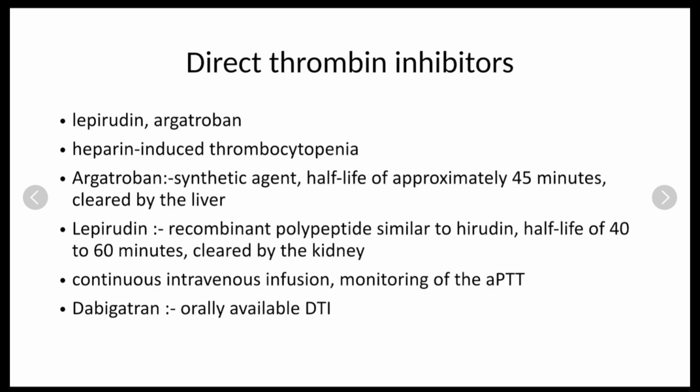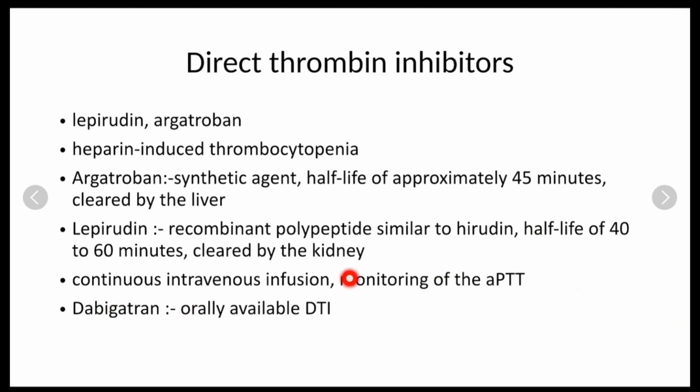Then comes direct thrombin inhibitors, which are lepirudin and argatroban. They are telling we should give them in heparin-induced thrombocytopenia. Argatroban is a synthetic agent having a half-life of approximately 45 minutes, and it is cleared by the liver. Then lepirudin is a recombinant polypeptide similar to hirudin. It has a half-life of 40 to 60 minutes, and it is cleared by the kidney. So lepirudin is cleared by the kidney, argatroban is cleared by the liver. Continuous intravenous infusion and monitoring of the APTT should be done.